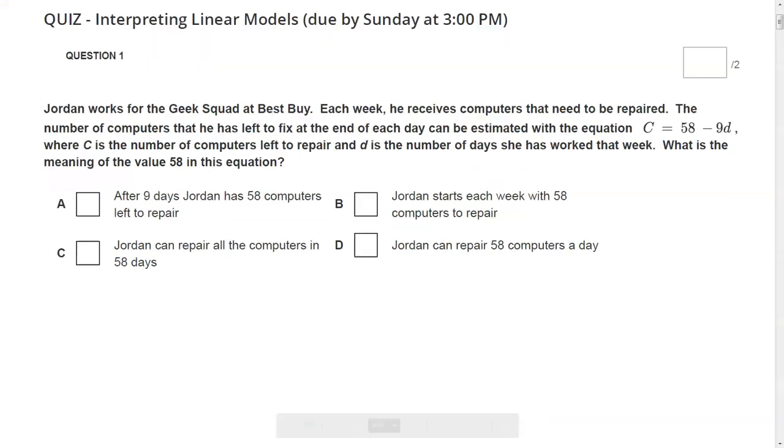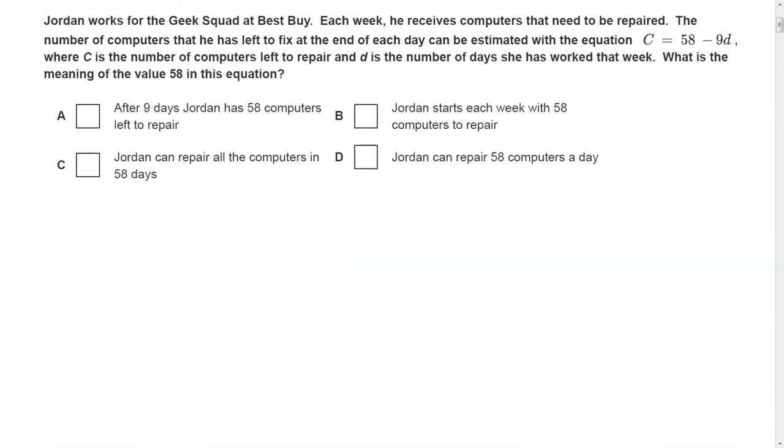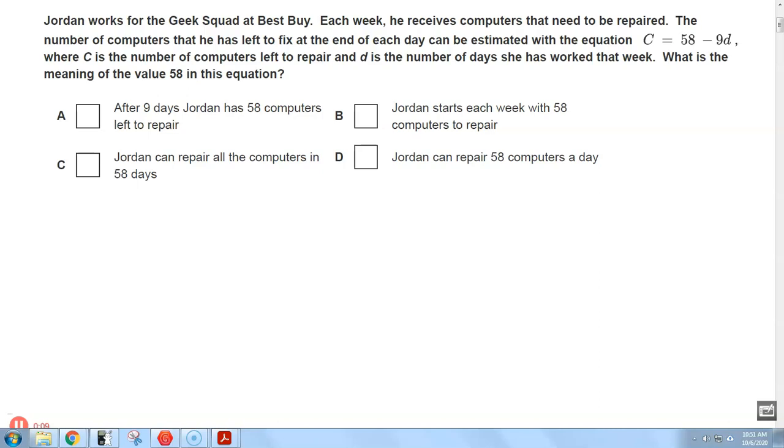All right, let's go over this quiz on interpreting linear models. I'll try to explain some things to you, and hopefully it makes a little bit more sense.